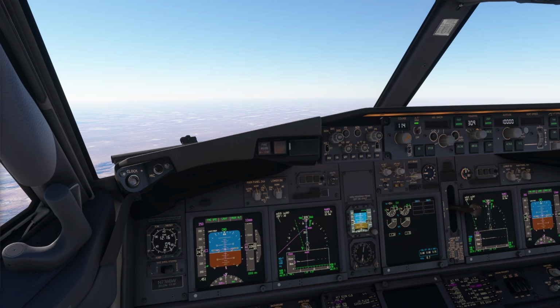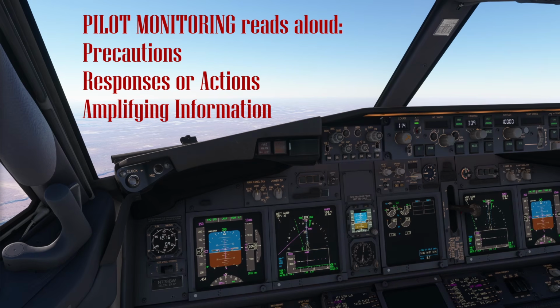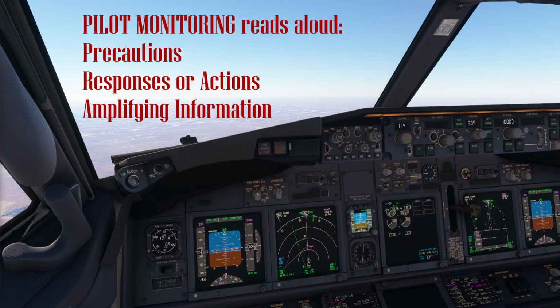For checklists with memory items, the pilot monitoring first verifies that each memory item has been done. The checklist is normally read aloud during this verification. The pilot flying does not need to respond except for items that are not in agreement with the checklist. The item numbers do not need to be read. The pilot monitoring reads aloud the reference items, including the precaution, if any, the response or action, and any amplifying information. The pilot flying does not need to repeat this information but must acknowledge that the information was heard and understood.